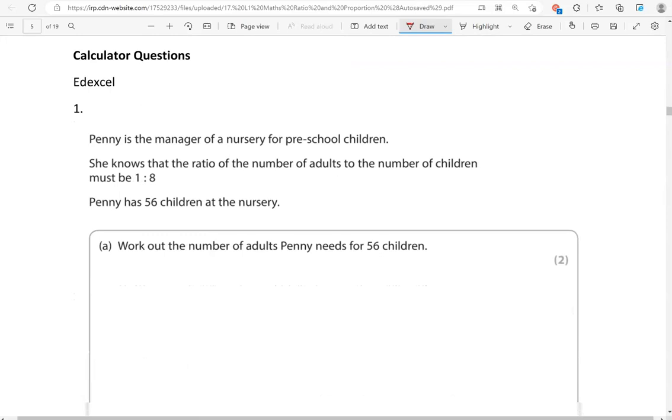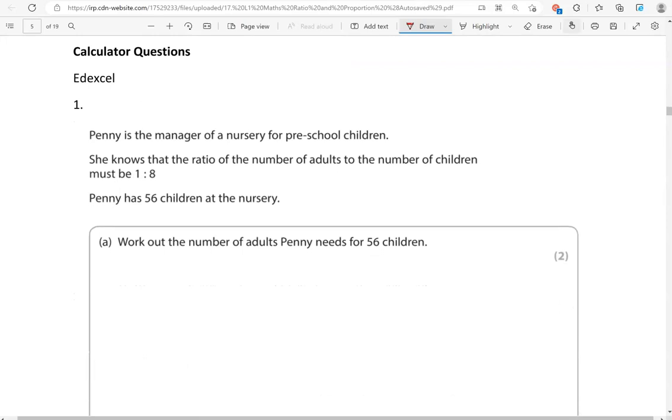Now we move into the calculated questions. Penny is the manager of a nursery for preschool children. She knows that the ratio of the number of adults to the number of children must be 1 to 8. Penny has 56 children at the nursery. Work out the number of adults Penny needs for 56 children.